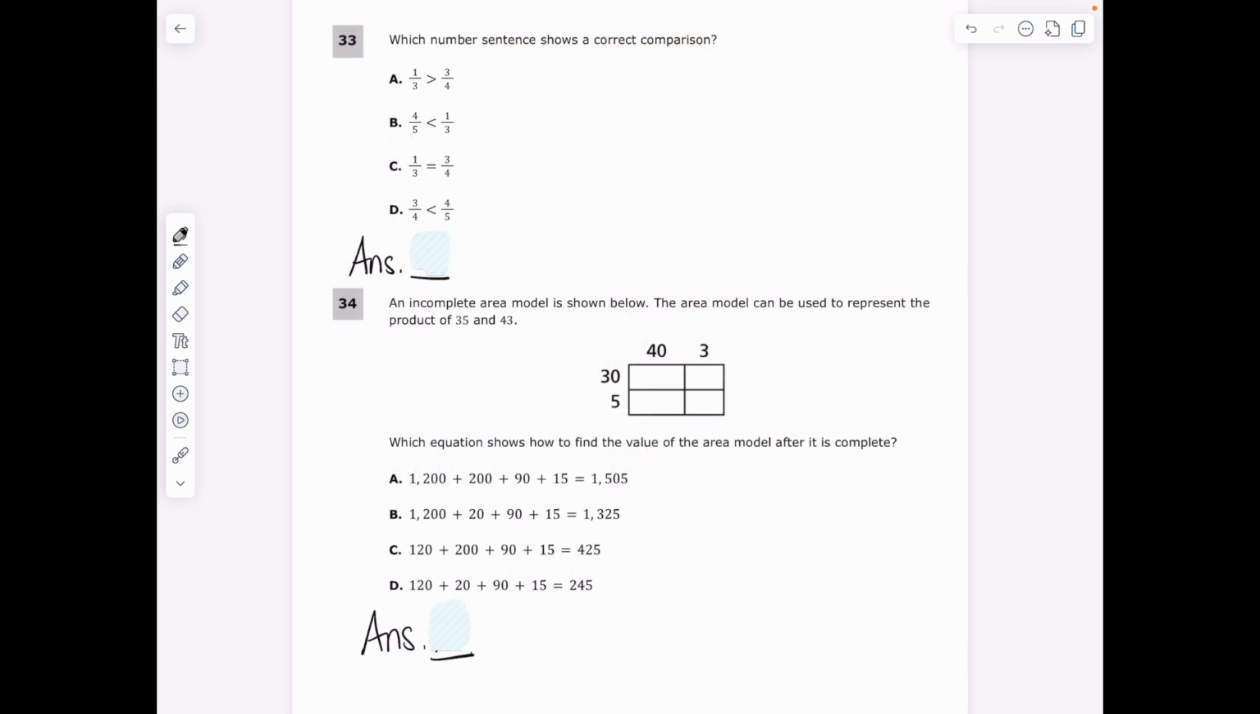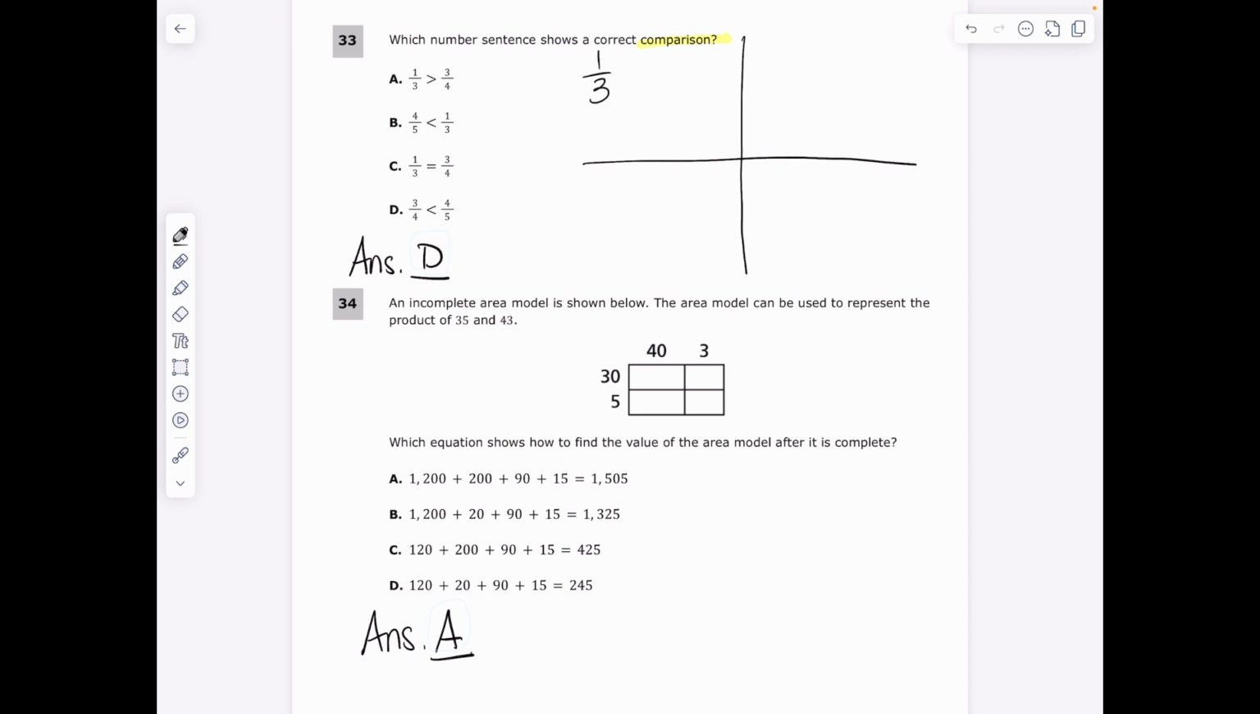All right, 3 more to go: 33, 34, and 35. So 33 is D and 34 is A. With the first one, we're doing comparisons again. So again, I'm just going to organize my workspace and see which one is true.